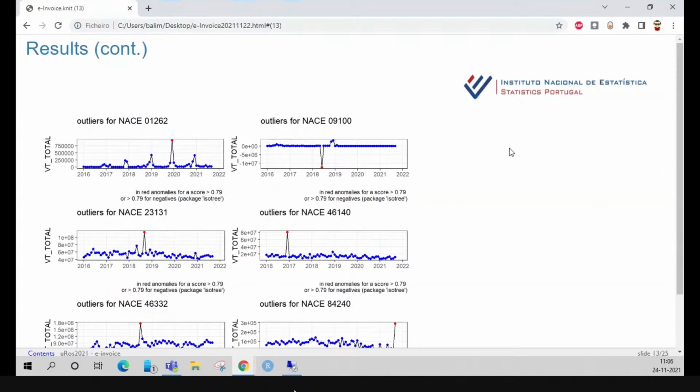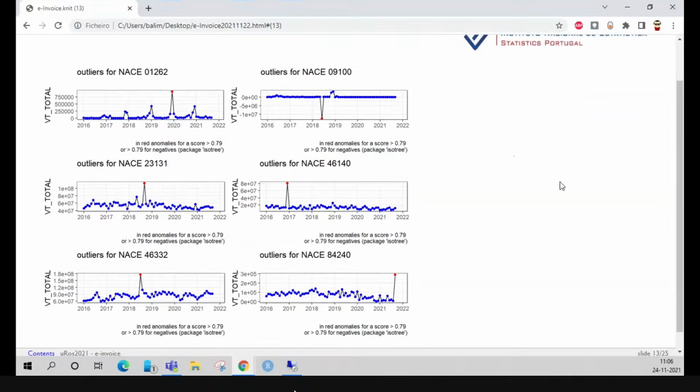Now I will show you 6 examples of those previous anomalies for 6 NACE. Here you can see the time series of each NACE, and in red are the anomalies identified by the isolation forest algorithm with a score of 0.79.